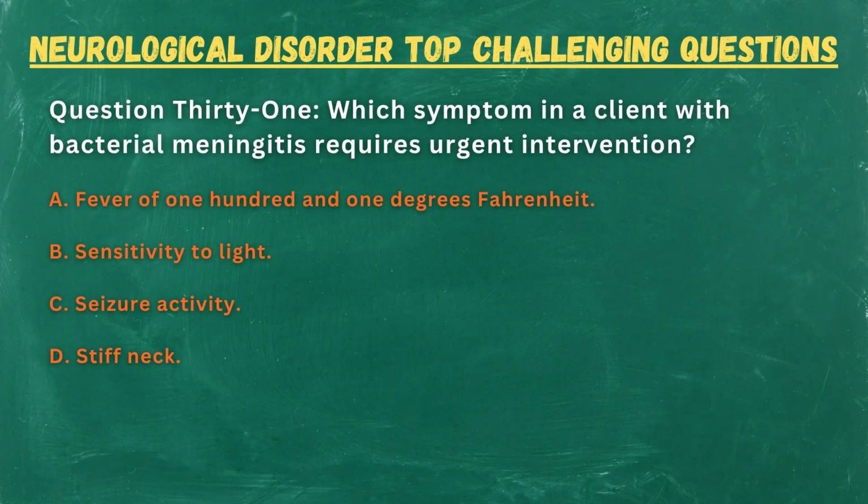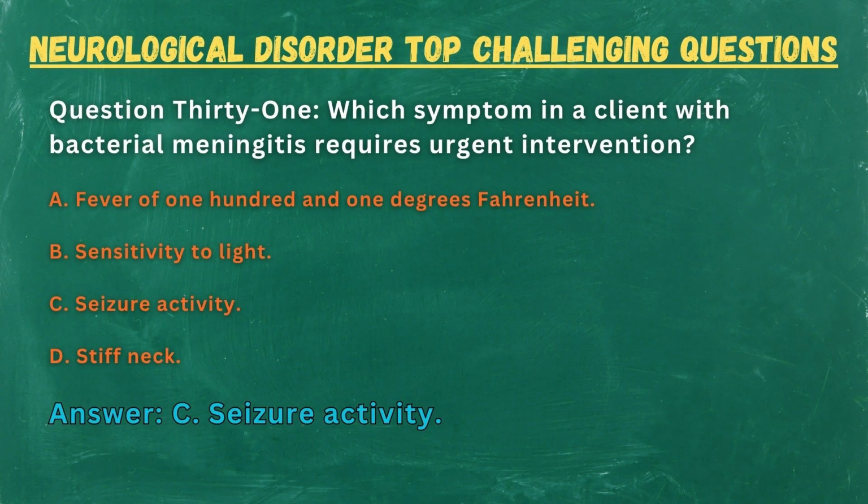Answer: B. Occupational therapist. Question 31. Which symptom in a client with bacterial meningitis requires urgent intervention? A. Fever of 101 degrees Fahrenheit. B. Sensitivity to light. C. Seizure activity. D. Stiff neck.